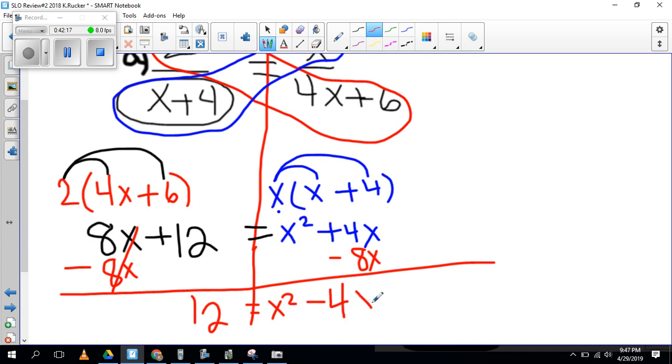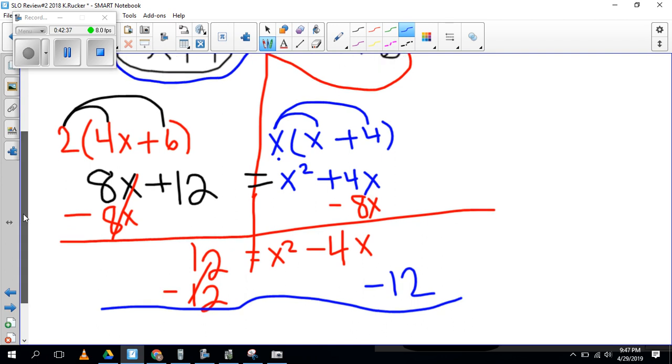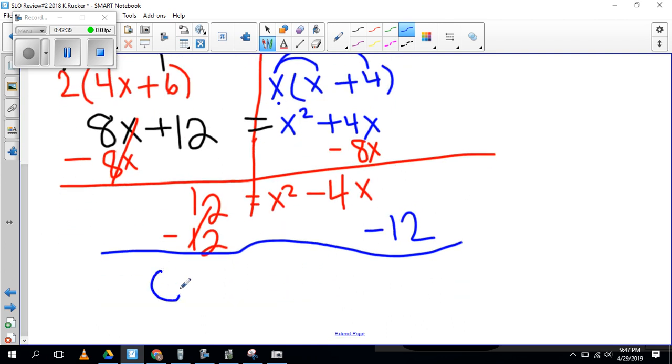Okay, so next we got to get this 12 to the other side by subtracting 12. We're getting everything to the other side. So here we just can't subtract it over here, we're just going to put it over here, because 12 will not go with x squared, will not go with negative 4x. They're not like terms. So I get 0 here. 0 equals x squared minus 4x minus 12.